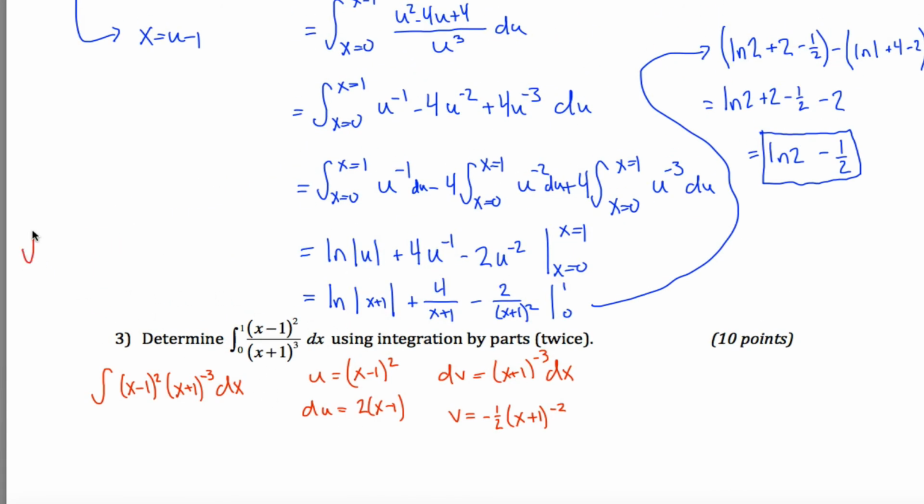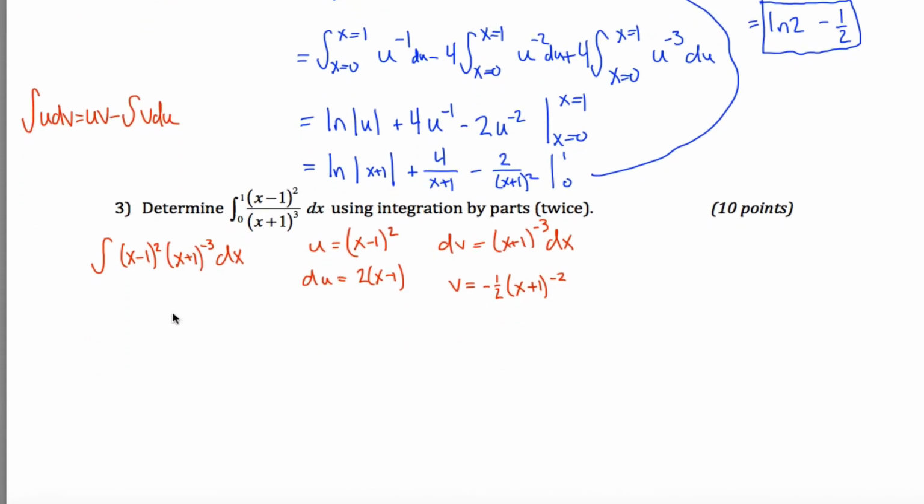Maybe I should have written that somewhere. The integration by parts formula tells you that the integral of u dv equals uv minus the integral of v du. Okay, so the integral of u dv, the integral of this times this, is equal to u times v, x minus 1 squared, times negative 1/2 x plus 1 to the negative 2 power, u times v minus the integral of v, negative 1/2 x plus 1 to the negative 2. This is all v. I still need my du, which is 2x minus 1. This should have a dx on it. It's a little bit sloppy there. So this would have a dx right here.